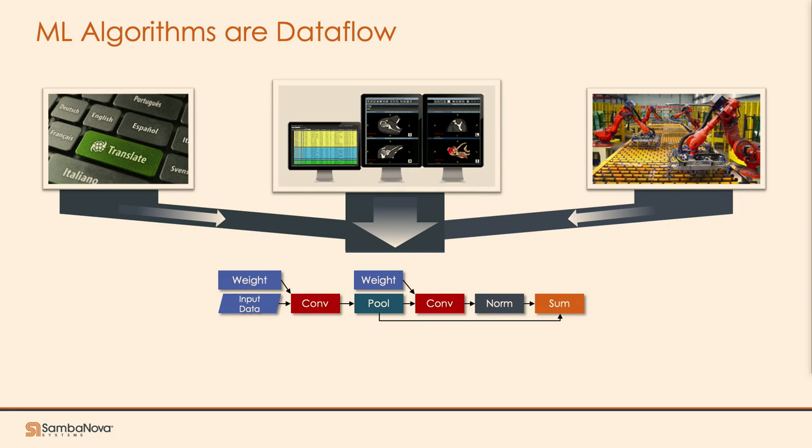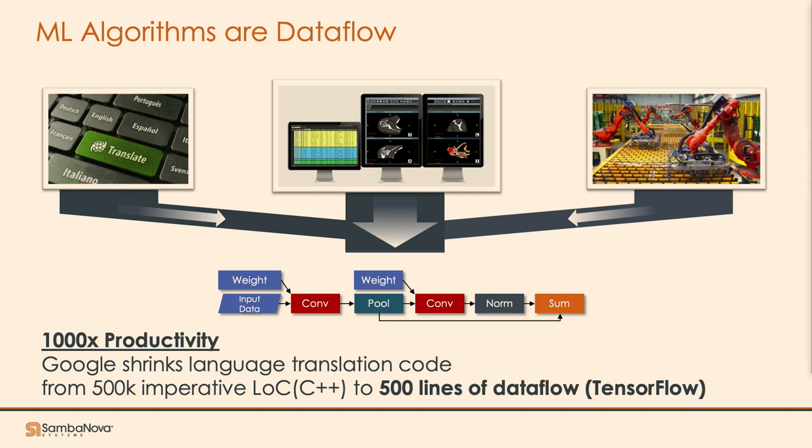At the end, if you look at the way that the ML algorithms are developed, of course, they're developed using these frameworks like TensorFlow and PyTorch. And one of the benefits of using these frameworks, of course, is that you dramatically increase the productivity of the data scientists and ML algorithm developers. Google has shown that you can shrink the code used to do translation from 500,000 lines of imperative C++ to 500 lines of data flow code expressed as TensorFlow.